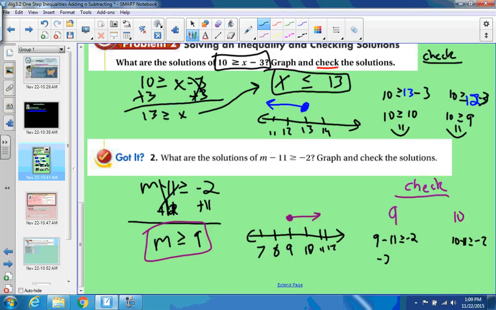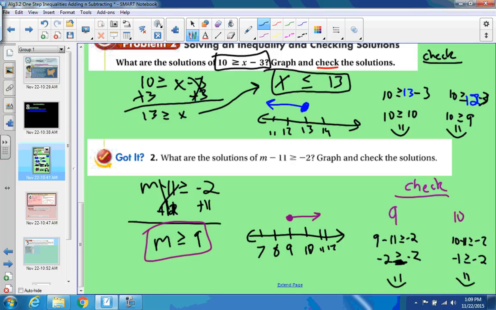So 9 minus 11 is negative 2, and that is equal to negative 2. That's good. And then that would be negative 1 is greater than or equal to negative 2. And negative 1 is greater than negative 2. If you look at the negatives, it's a bigger number. It's farther to the right, so it's a greater number. So that is true as well.